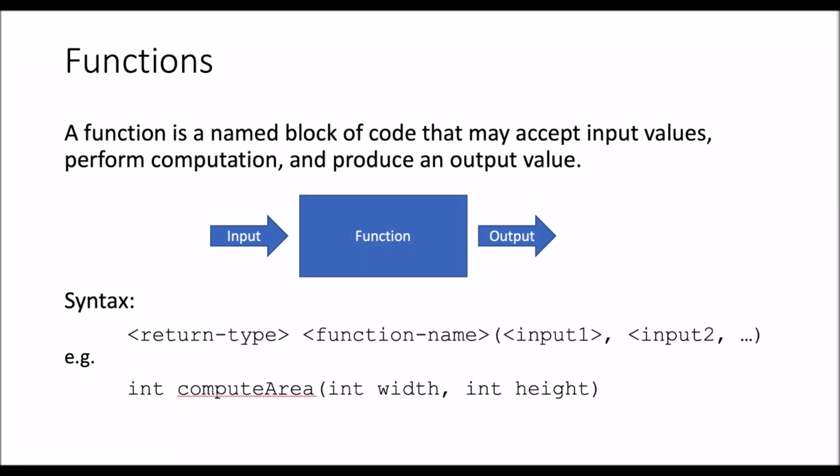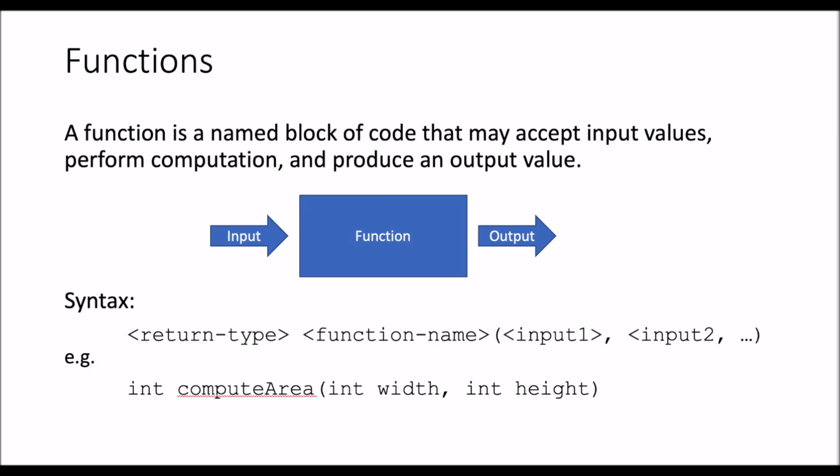Hi all, in this video I cover functions in C. In a nutshell, a function is a named block of code that may accept input values, perform some computation, and optionally produce an output value. Essentially, it's a sequence of code that you can give a name and you can call it from anywhere else in your program.